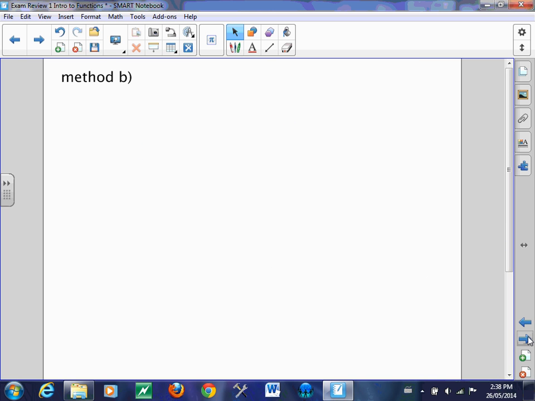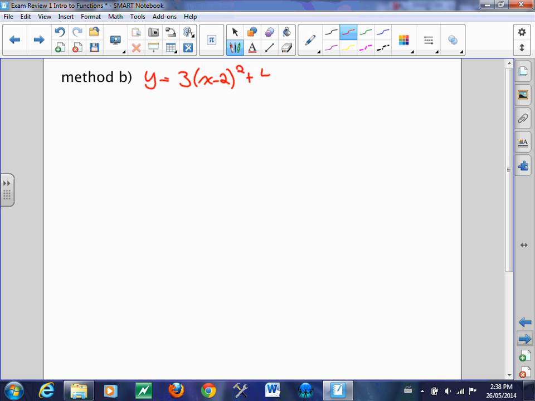Okay, method 2. So we're just going to rewrite the equation over again, which is y equals 3 times (x minus 2) squared plus 4. You could have f(x) there, it doesn't matter. So we're going to first do the operations the correct way, and then do the inverse, which is opposite order.